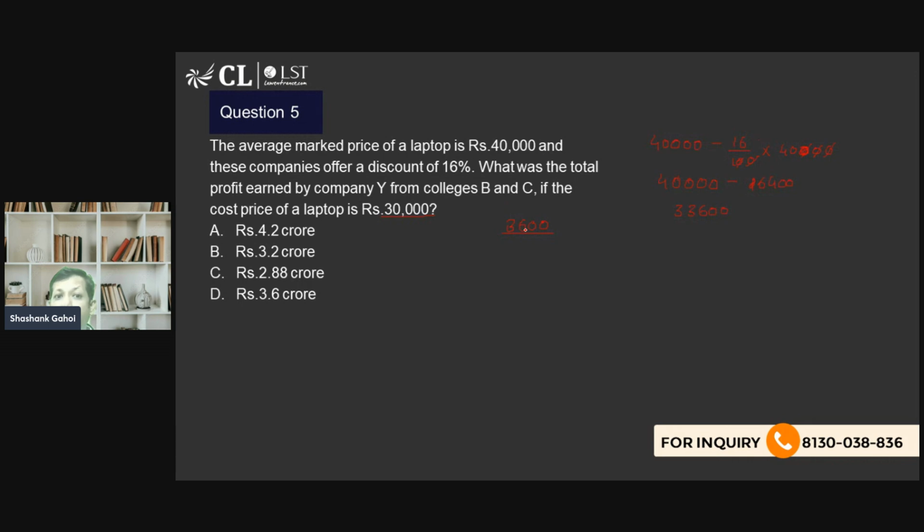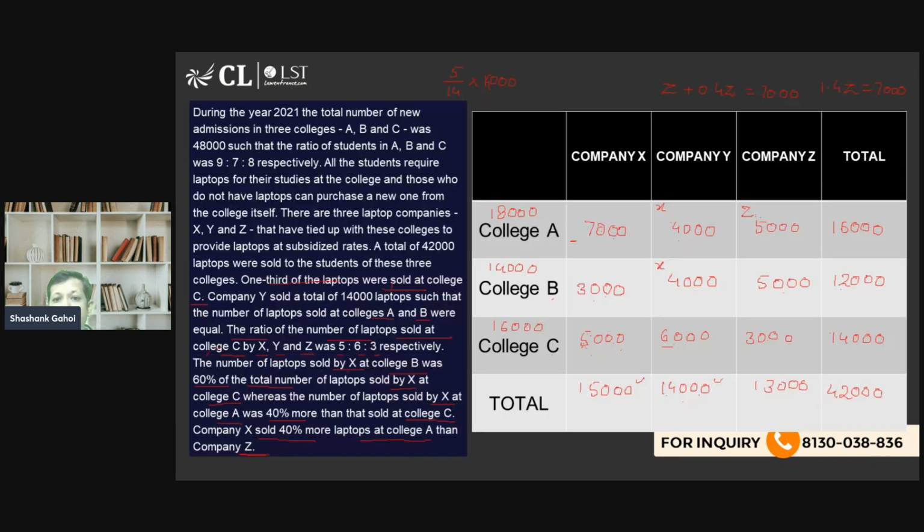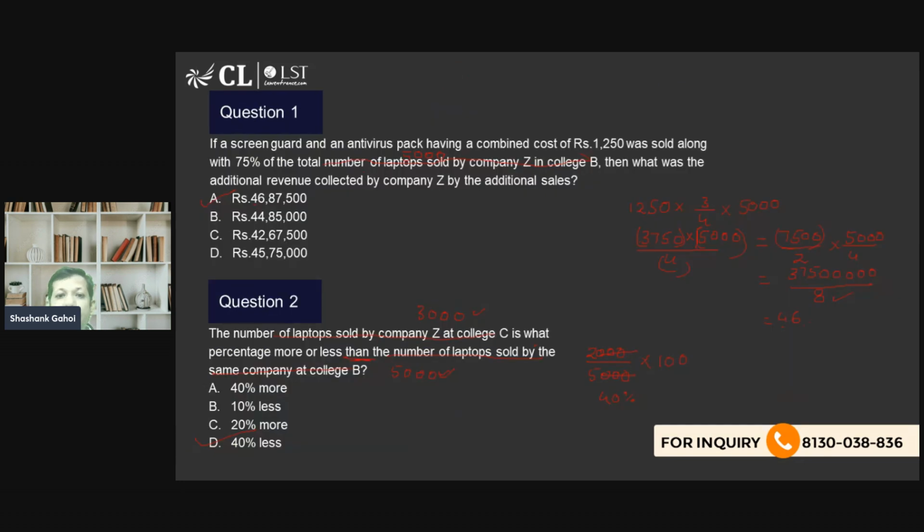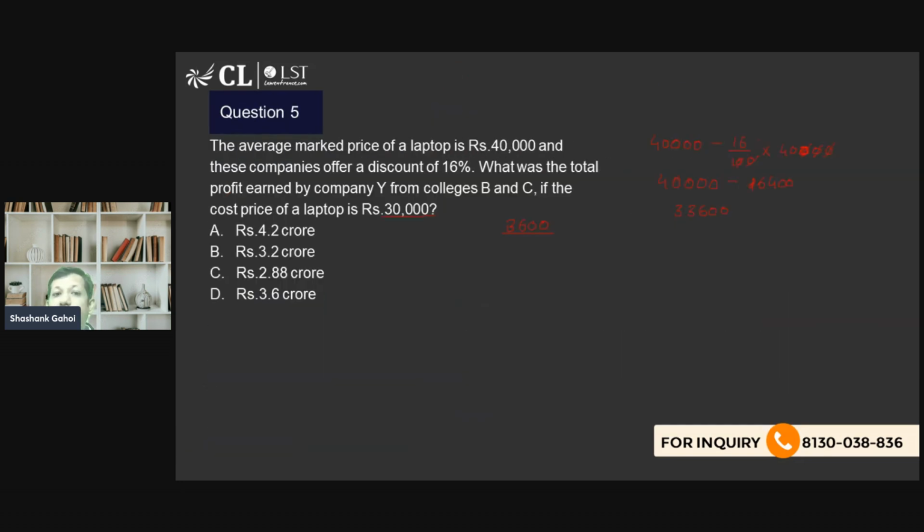Now, how many laptops is company Y selling in B and C? So company Y is selling 4,000 plus 6,000, which means company Y is selling 10,000 laptops in B and C. So what is the total profit they are going to get? That is 3,600 into 10,000. 3,600 into 10,000 is going to be 3.6 something, and that's there only in one option. That is going to be option D. That is 3.6 crores, and this is going to be the answer of this question.